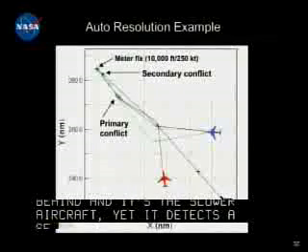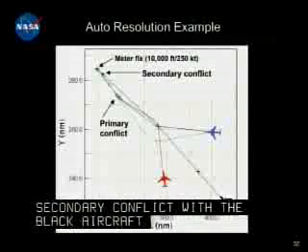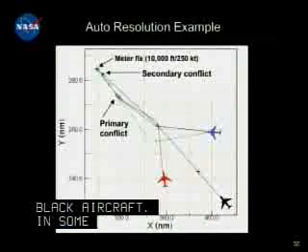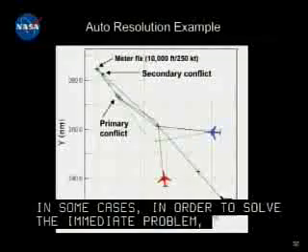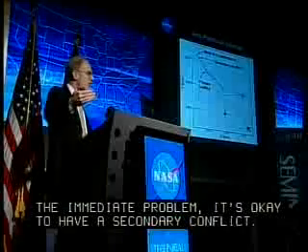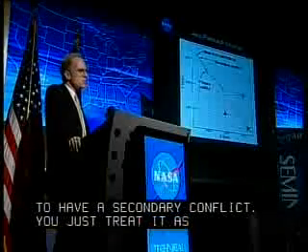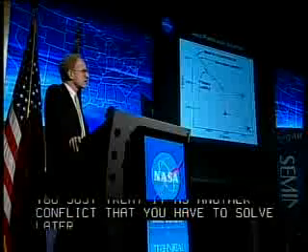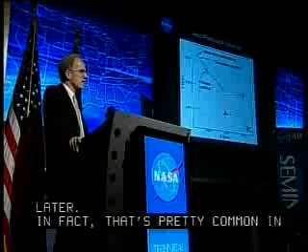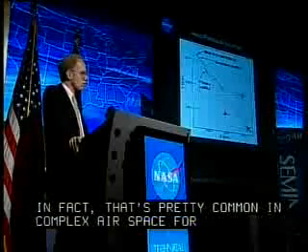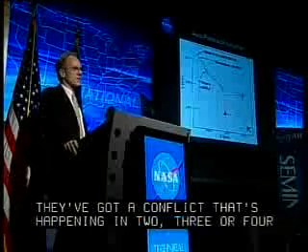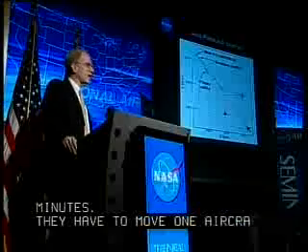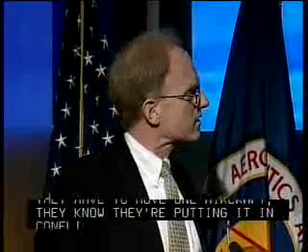Now in some cases, in order to solve the immediate problem, it's okay to have a secondary conflict and you just treat it as another conflict that you have to solve later. In fact, that's pretty common in complex airspace. Aircraft have a conflict that's happening in 2 or 3 or 4 minutes. They've got to move one aircraft. They know they're putting it in conflict with another guy, but they know they're going to move the other guy later. And this is very common in complex airspace.